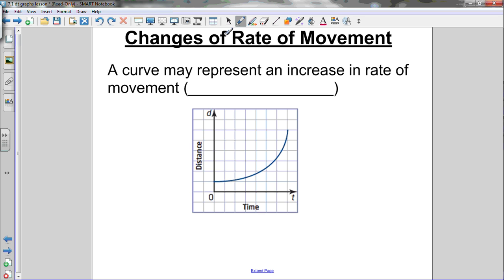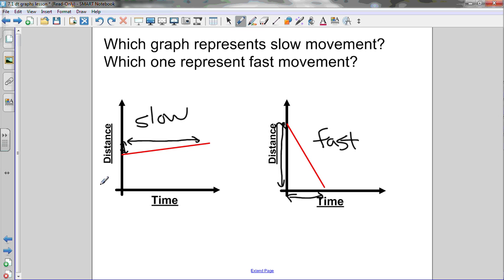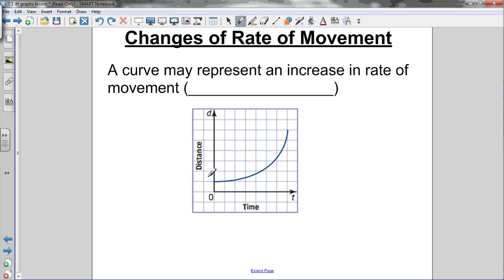Now let's look at changes of rate of movement. Okay, so all graphs aren't always going to be linear. They're not always going to be moving at a constant speed or a steady pace like these ones are. These ones are moving at a constant speed. Okay, the speed is not changing. They're moving at the same speed the whole time. That's what the straight line indicates.